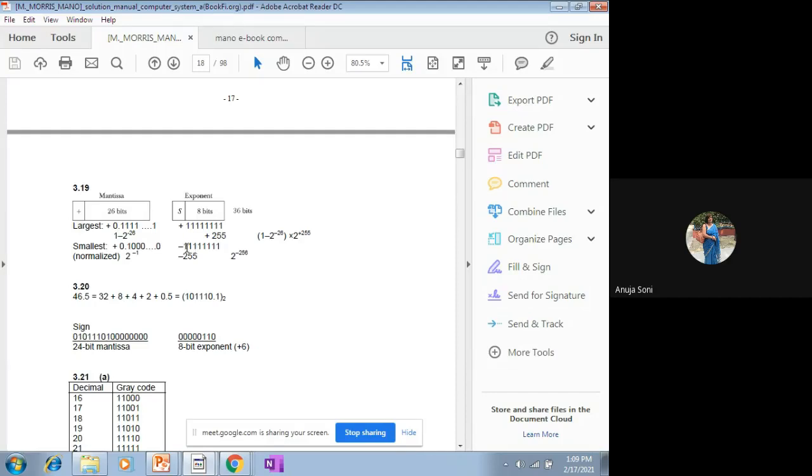We made the largest value by putting all ones in the exponent place, and then we put a negative sign to make it smaller, so the entire fractional number becomes smaller. 2 raised to a negative power becomes a fractional value, the smallest value. And whenever this number is multiplied by 2 raised to this power, ultimately that will be the smallest value that can be stored.